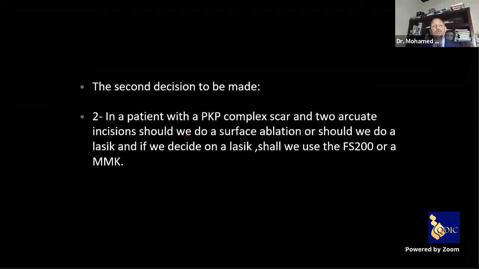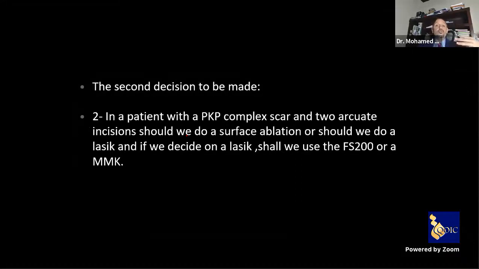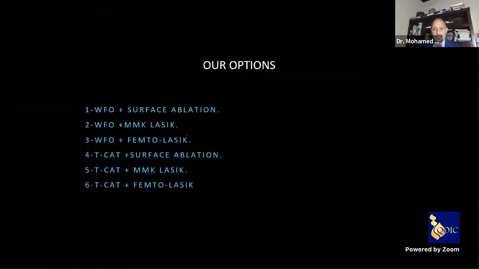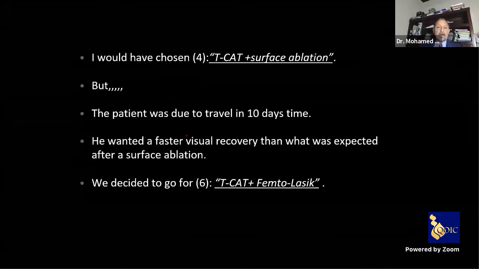So the second decision: would we do a surface ablation, or would we do a LASIK? And if we're going to do a LASIK, would we do the mechanical microkeratome, or would you use a femtosecond laser on a patient who had previous femtosecond scars, complex scars, wide scars of mushroom penetrating keratoplasty? So these were our options. And I would have chosen topography guided ablation with a surface ablation. But this patient was due to travel in 10 days' time. He wanted a faster visual recovery than what was expected after surface ablation, as we all know. So I decided to go for a TCAT with a femto LASIK.